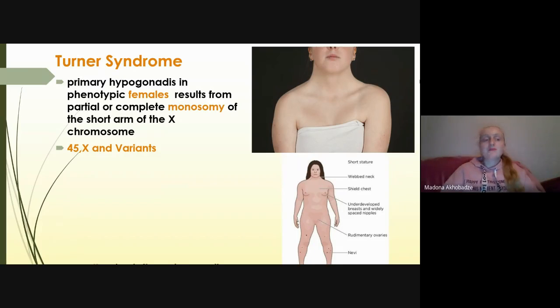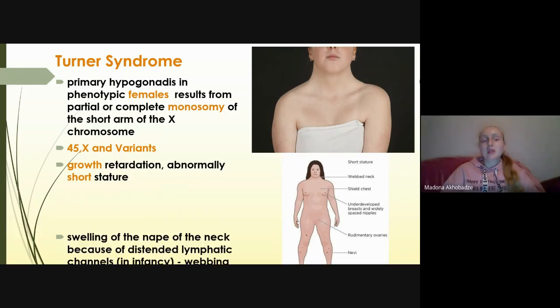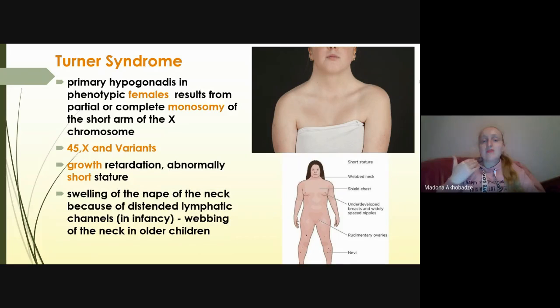Growth retardation, abnormally short stature, is a clinical feature of Turner syndrome, and there is swelling of the nape of the neck because of distended lymphatic channels in infancy, which gives a webbing of the neck in older children. So a wide, webbed neck, so called. Okay.